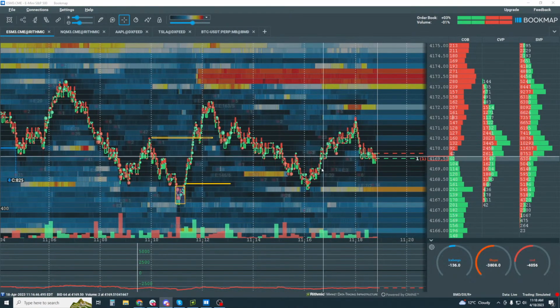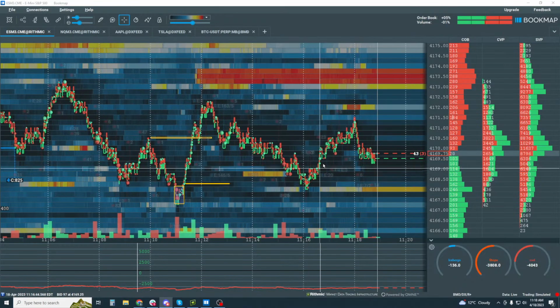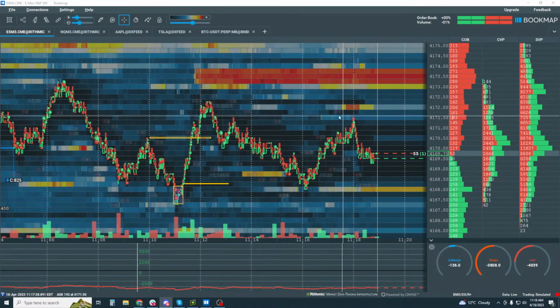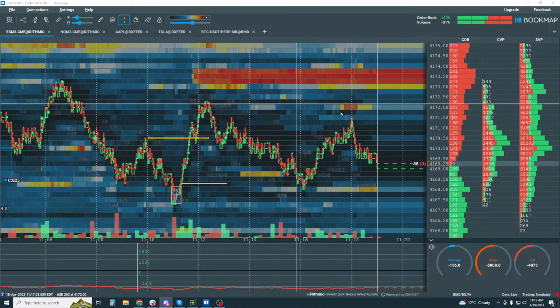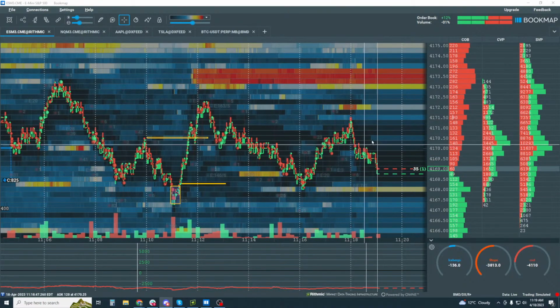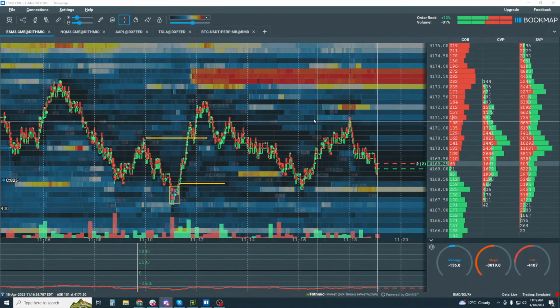And then again, we're still looking for it to be supported by buyers. So with buyers supporting it, we're looking for the move back up into here at 72. It hasn't gotten quite there yet. It was a few ticks away. But yeah, that's it.